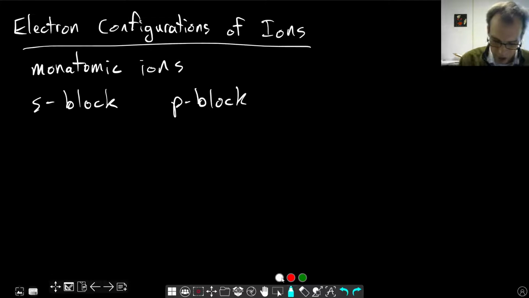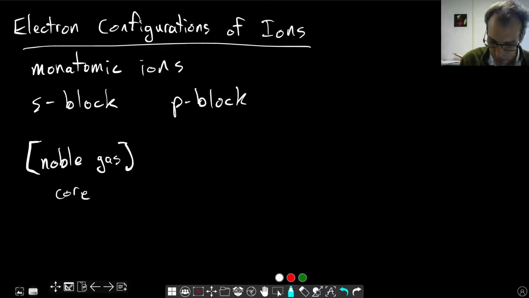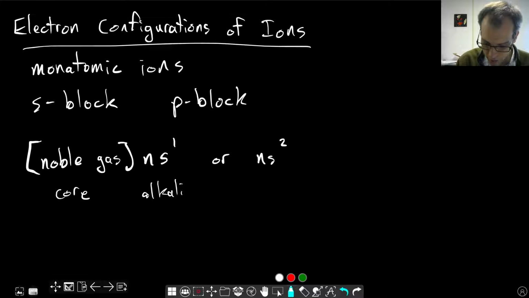They're all going to have a configuration that looks like noble gas core electrons, and then have ns, whatever the last value of n is, depending on the row of the periodic table, either ns1 or ns2. This would be the alkali metals, the first column, and the ns2 would be the alkaline earth metals.